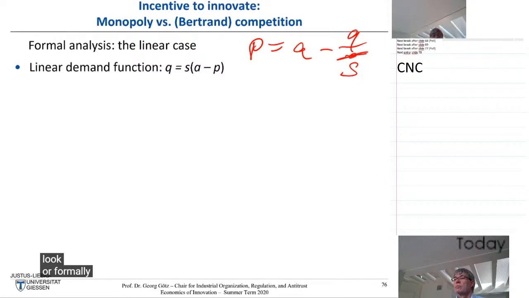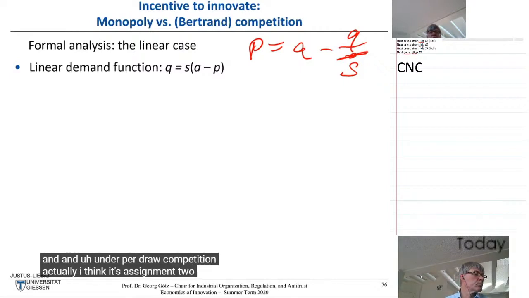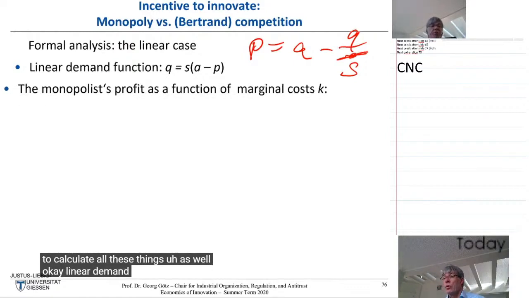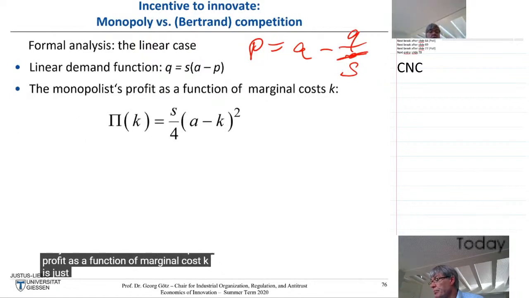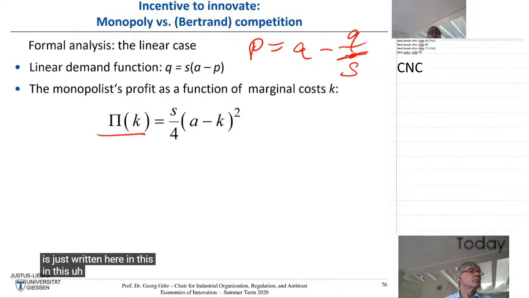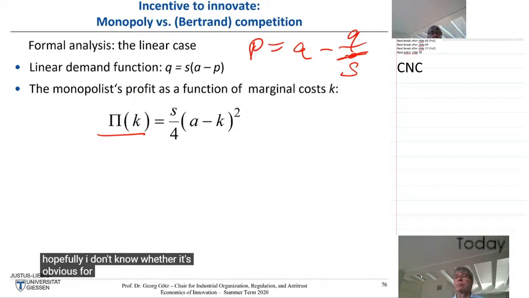This is now just the formal analysis where we formally calculate the incentive to innovate under monopoly and under Bertrand competition. Actually, I think it's assignment 2 where you will have the chance to calculate all these things as well. Okay, linear demand. The monopolist's profit as a function of marginal cost k is written here in the so-called reduced profit function.